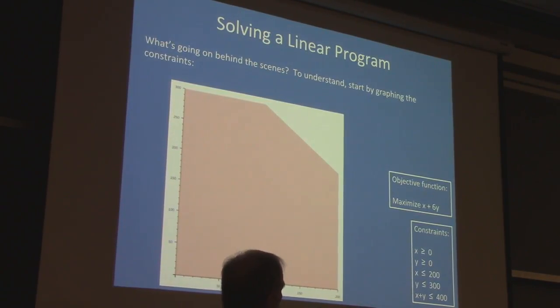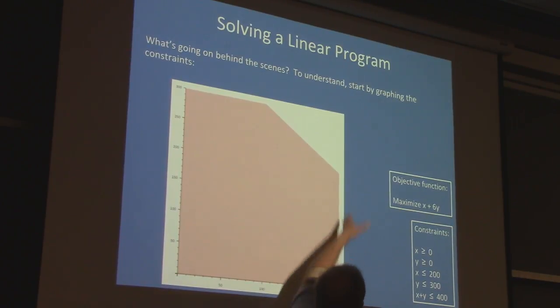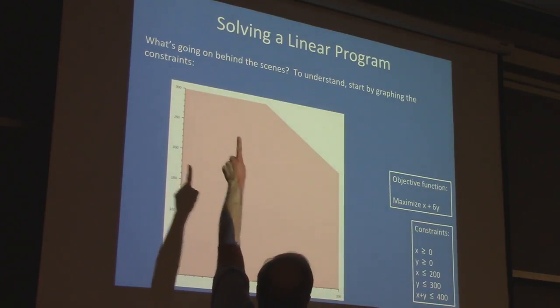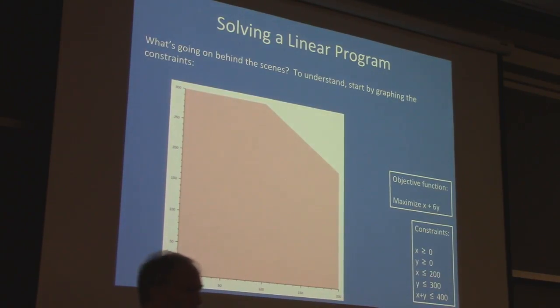And with this next constraint, x is less than or equal to 200, that gives you this line. Y less than or equal to 300, that gives you that top line. And then x plus y is less than or equal to 400, that gives you that diagonal line. So with the constraints, you end up with the feasible region.